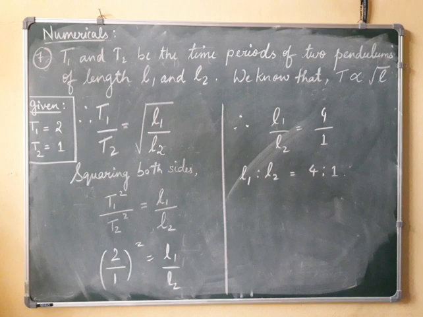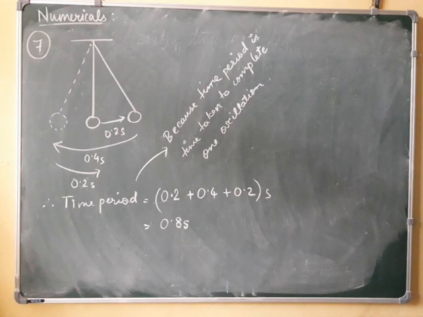Our next question is question number 8. It takes 0.2 seconds for a pendulum bob to move from the mean position to one end. What is the time period of the pendulum? It just says mean position to one end. It did not say mean position to one end and then back to the mean position. You can see in the diagram I have given, mean position to one end is 0.2 seconds, and we need the time period.